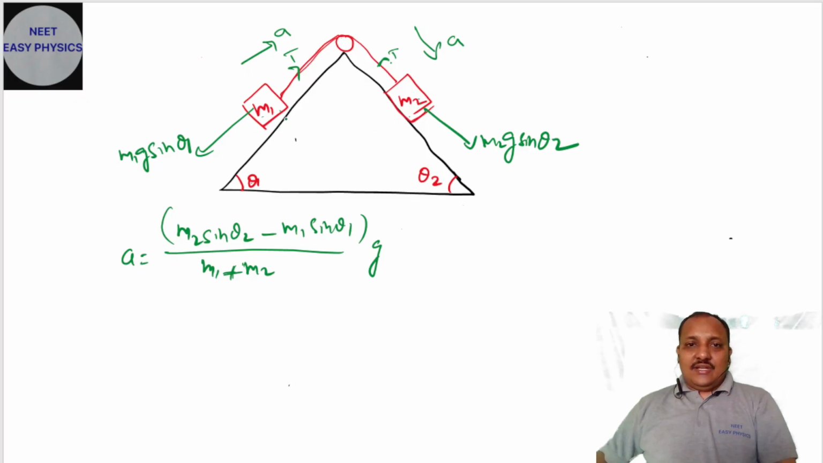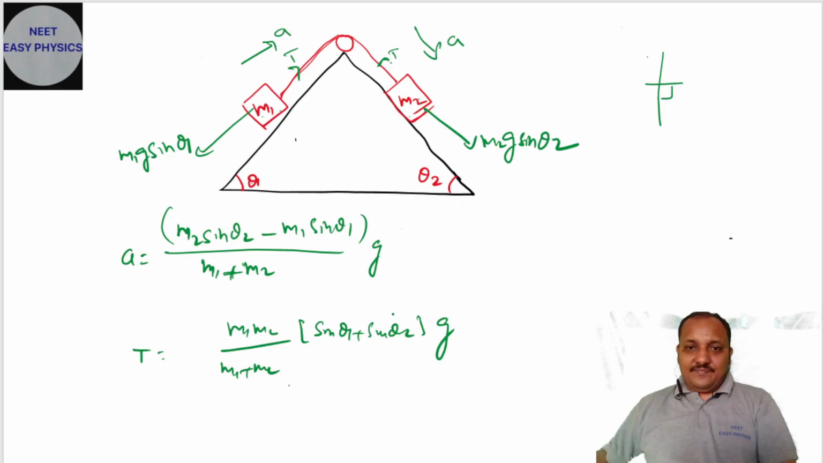So I told you, if theta is 90, the other theta is going to be 0, same like this. M1 is on theta 1, M2 is on theta 2. Correct? Now what is the tensional force? M1 M2 by M1 plus M2, what you will get? Sin theta 1 plus sin theta 2, into g. So if M2 is there vertically, then theta 2 is 90 here. If both are there vertically, then theta 1 is 90, theta 2 is 90. So all the previous equations you will get from these two equations.